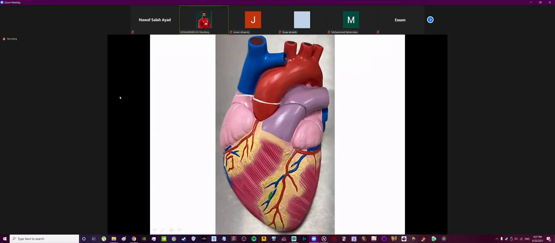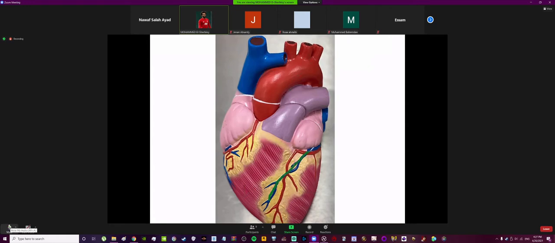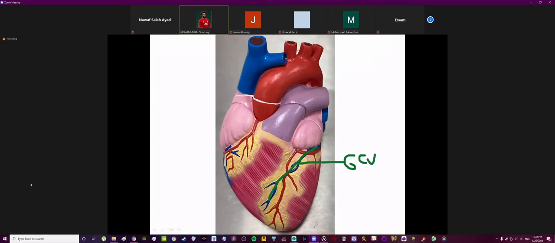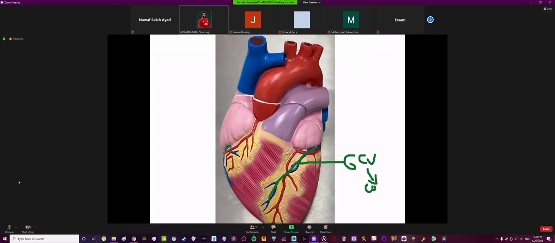What is the name of this vein? Great cardiac vein, yes, with the anterior interventricular artery, and will terminate in the coronary sinus. And this is the small cardiac vein. The great is with the anterior interventricular artery, and the small will be with the right coronary, and both will end in the coronary sinus.